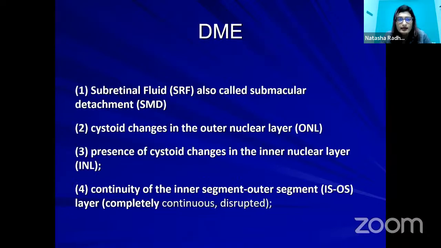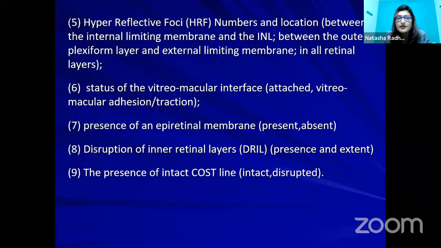So in diabetic macular edema, the biomarkers that we are looking at are usually subretinal fluid or submacular detachment, cystoid changes in the outer nuclear layer, presence of cystoid changes in the inner nuclear layer, continuity of that inner segment, outer segment layer we talked about before, ISOS junction, hyperreflective foci. Now, these are not hard exudates, but they are tiny hyperreflective dots that you see in diabetic macular edema, and they are supposed to have prognostic importance.